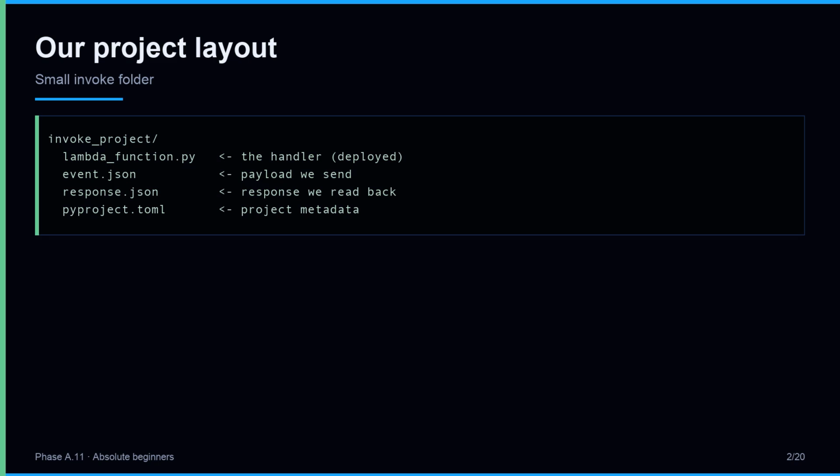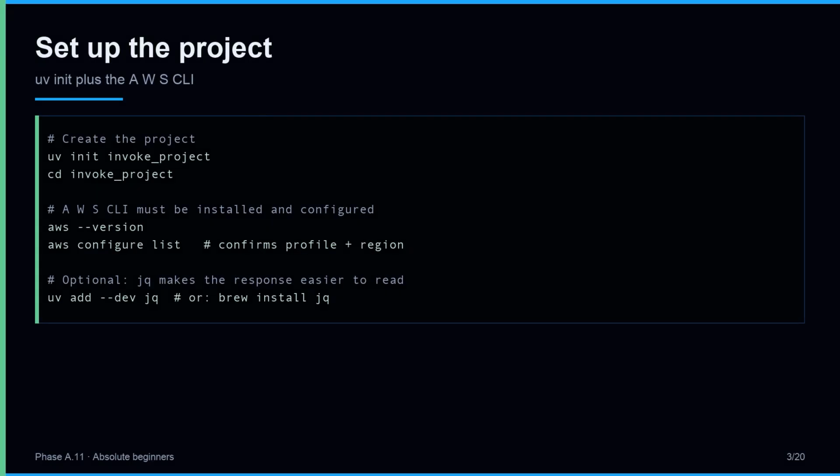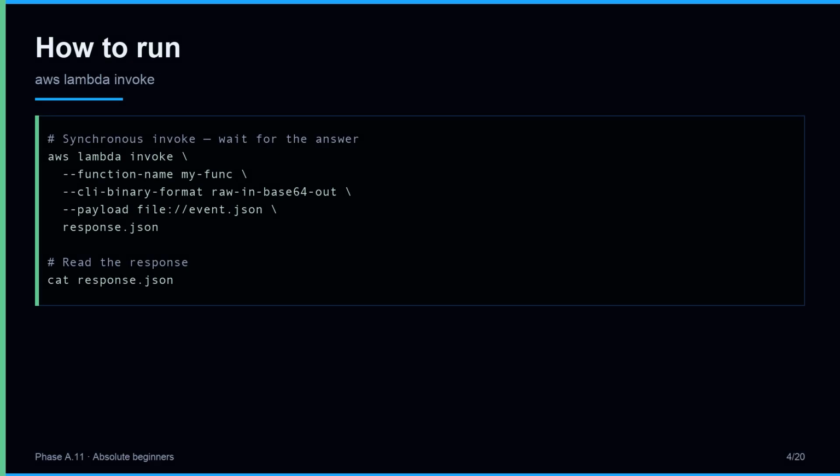Create the project with uv init, then change into the folder. Confirm the AWS command line is installed with aws --version, and that your profile and region are set with aws configure list. Optional but recommended, install jq, a small tool that pretty prints JSON in the terminal. You can install it through brew on a Mac, or as a development dependency with uv add --dev. jq is not required, but it makes responses much easier to read.